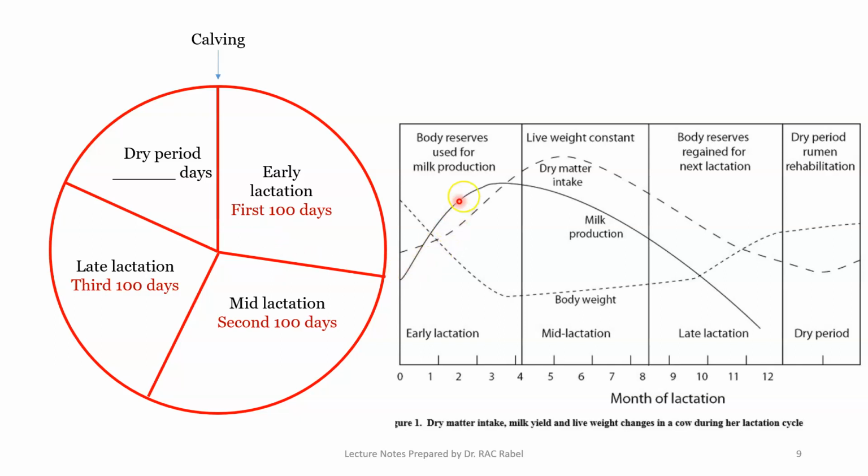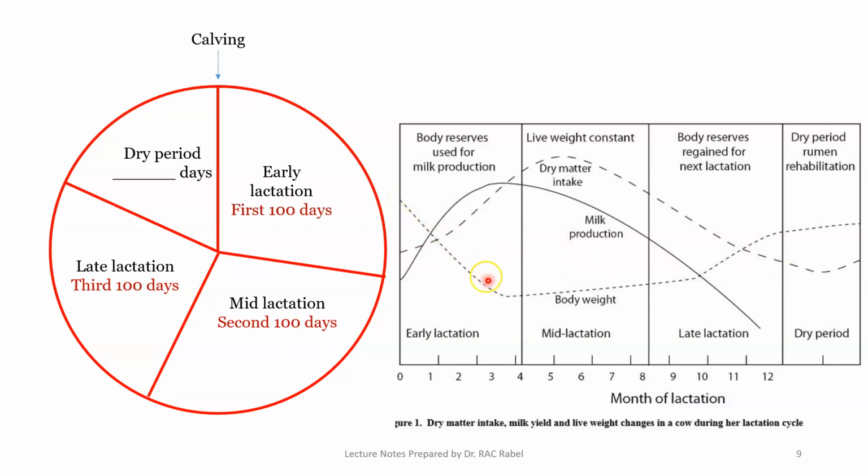So I hope your answers had these components, right? Early lactation, like I said, you can see milk production peaks during early lactation. Initially it's lower, then it peaks. Then during mid lactation it comes down, and in late lactation it comes all the way down and is dried up. Look at the feed intake. Feed intake is low during early lactation, then peaks during mid lactation, and then comes down again in late lactation, right?